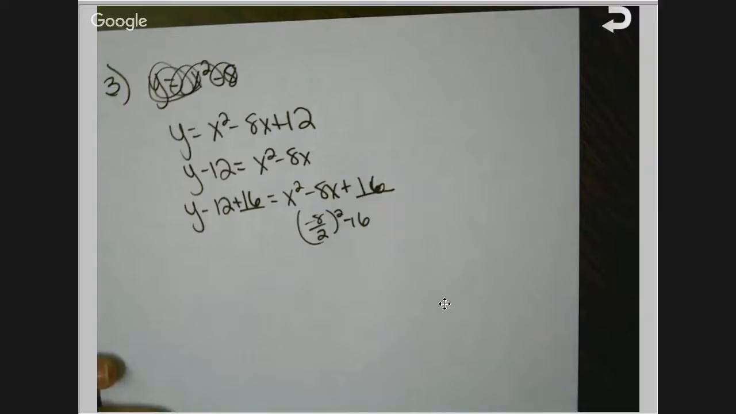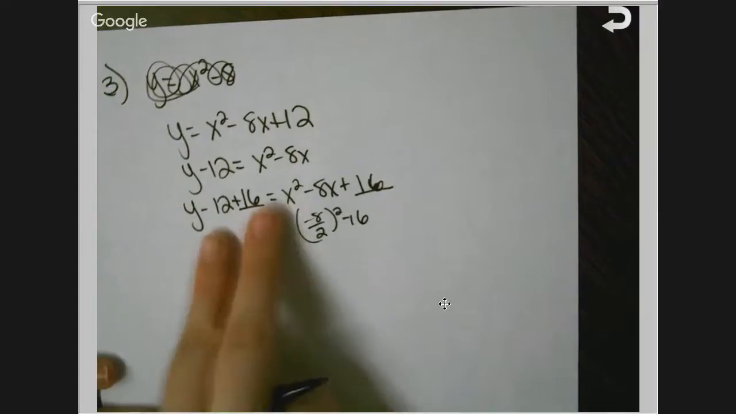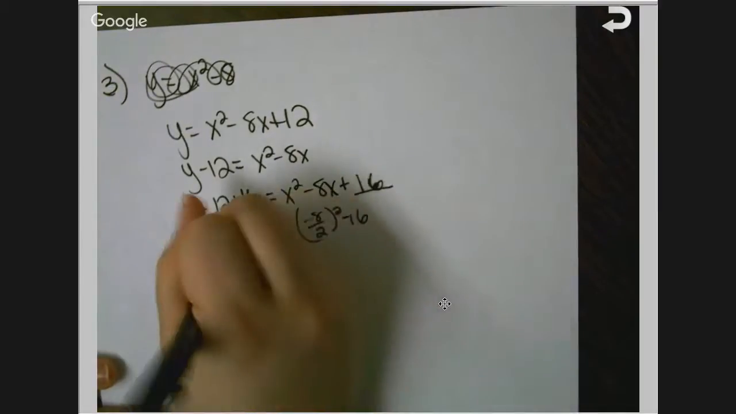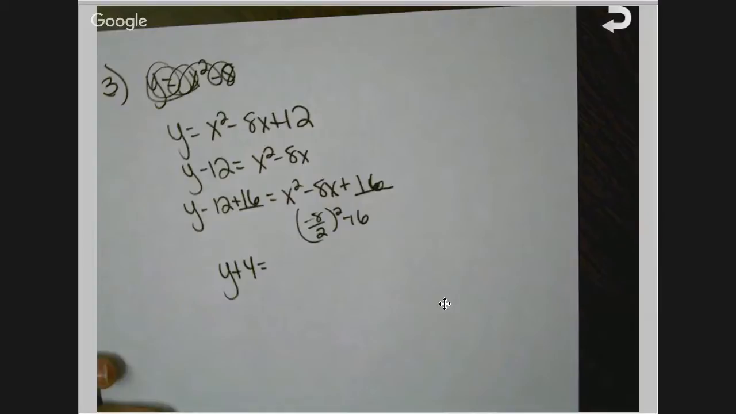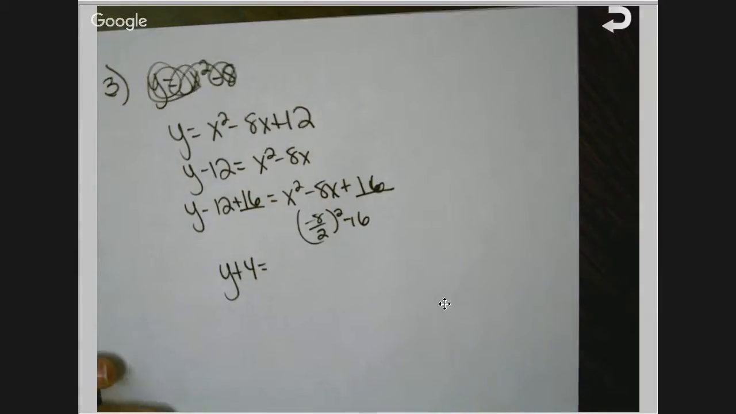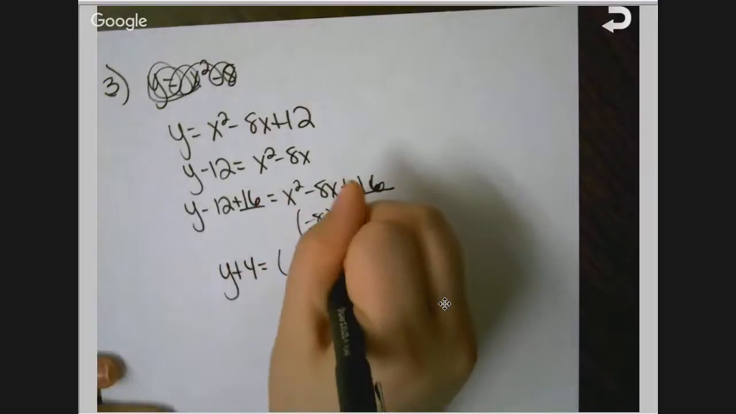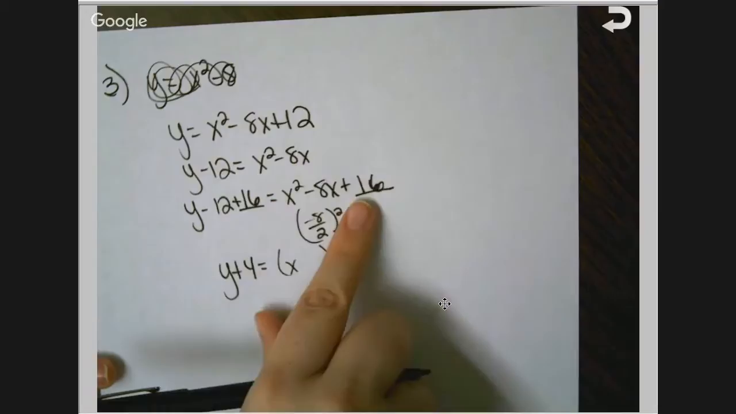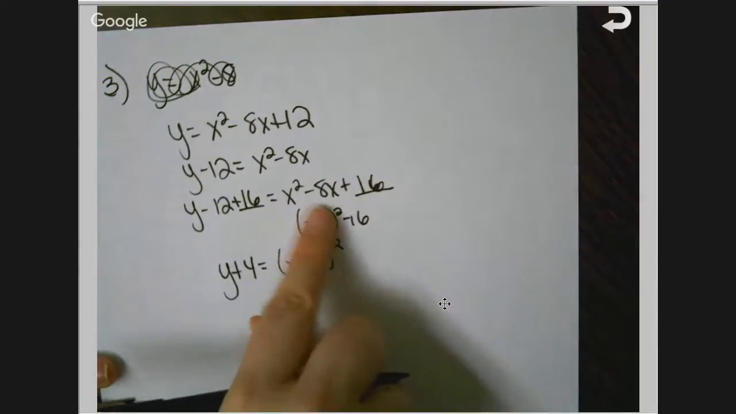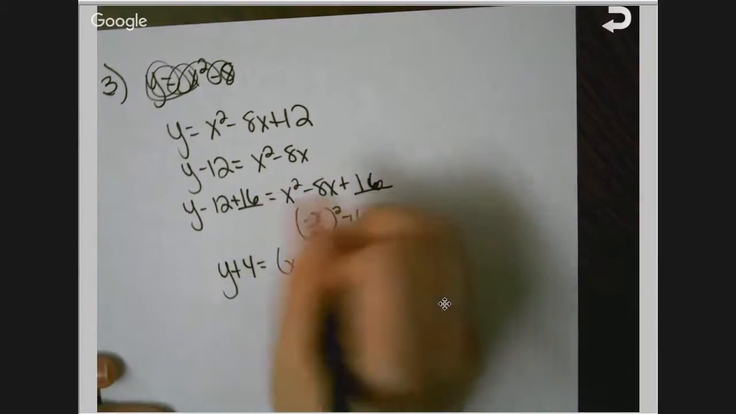Okay. So then, on this part, I'm just going to combine them. So y plus 4 equals, I have x squared minus 8x plus 16. We've made it a perfect square trinomial, and we did that so we could factor it to that perfect square. So I have x squared, so it becomes x, and then the 16 or the negative 8, either way you want to do it, comes to the negative 4.